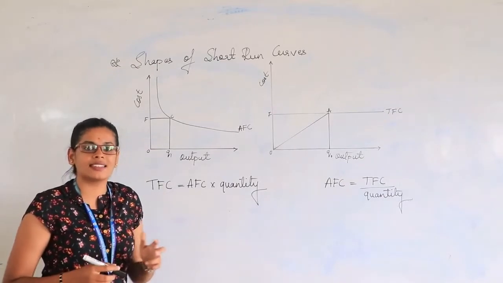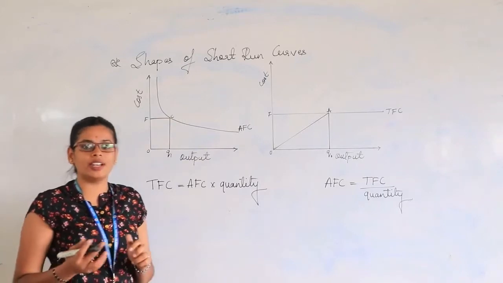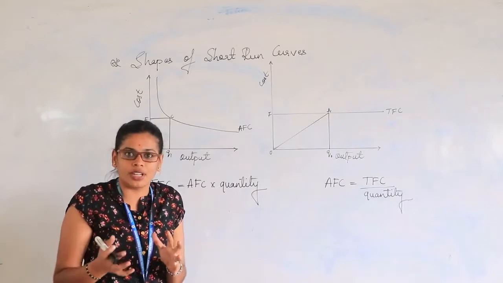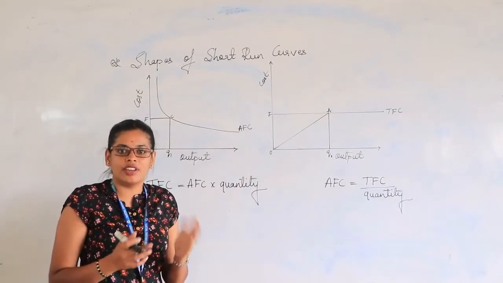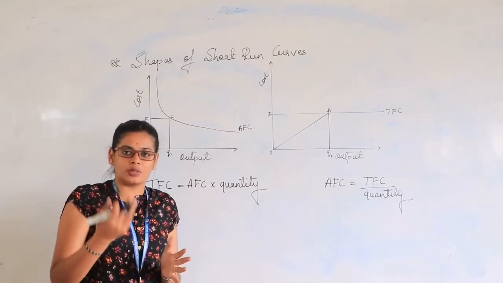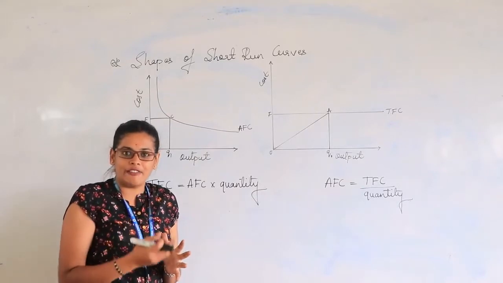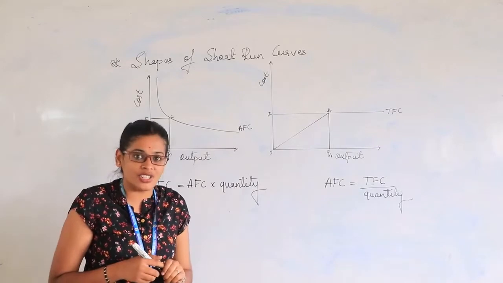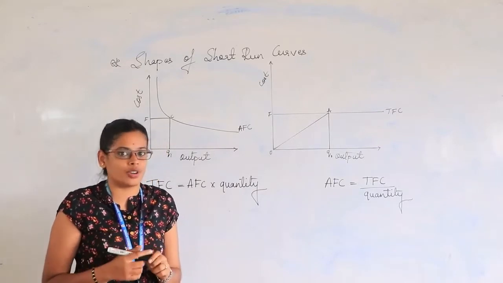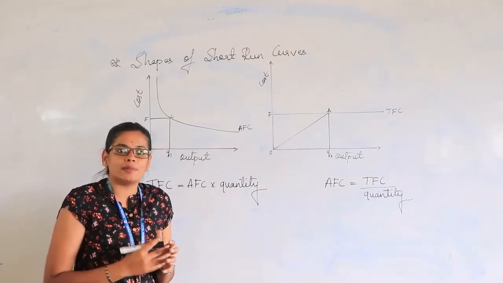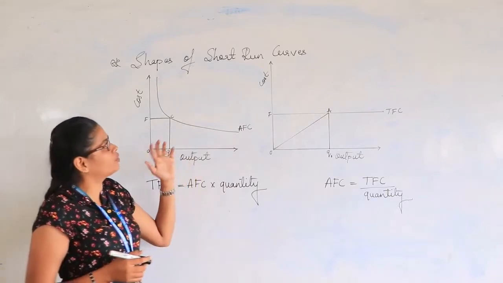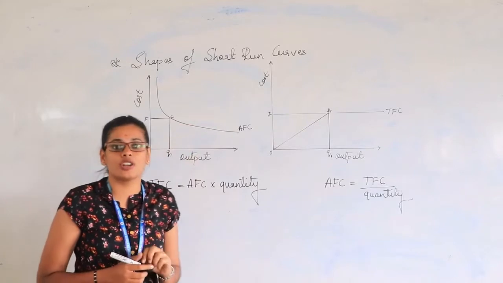Today we will be discussing the shapes of the short run cost curves. In the previous class we have already discussed the different short run costs: the total variable cost, the total fixed cost, and the average costs, and also the short run marginal cost and short run average cost. These are the types of cost we will look at under the short run cost curves.